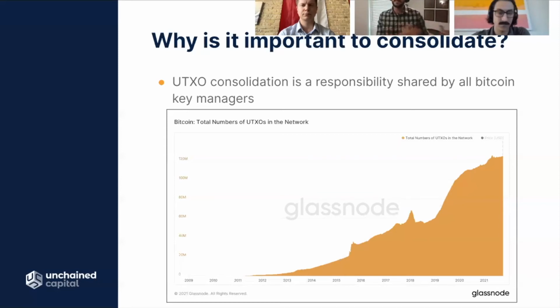And this is something that the exchanges and the custodians are doing for you, but with Unchained, you own your own keys, right? You control your own keys, and so this is a responsibility that shifts onto you as somebody that is now responsible for their own wealth.